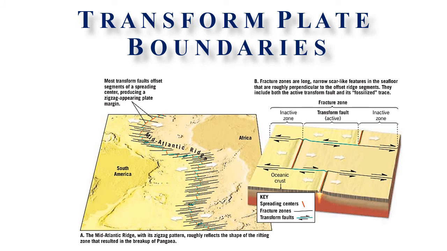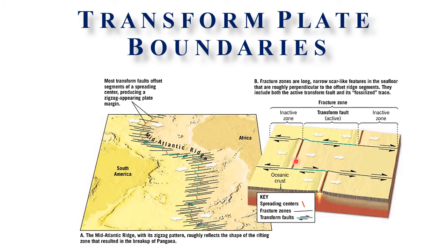We have a third type of boundary, which is known as the transform plate boundary. In this transform plate boundary, the plates slide horizontally past each other without the production and destruction of the lithosphere, theoretically.